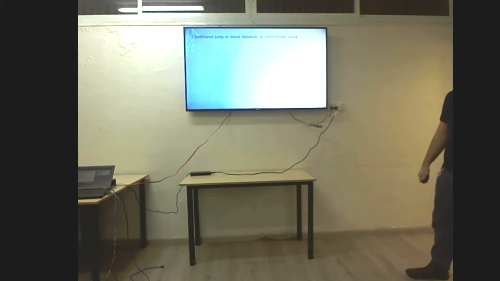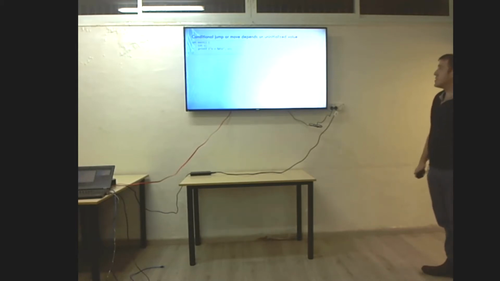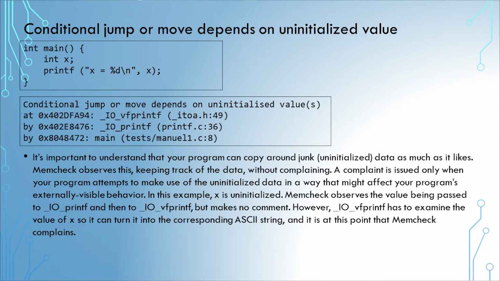A conditional jump or move depends on uninitialized values. So here we have x and we print it. And inside print, what it does is IO printf. The printf, of course, when it tries to print the string, it reads x, and because you never initialized it, it's considered undefined behavior.